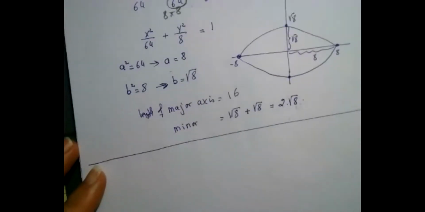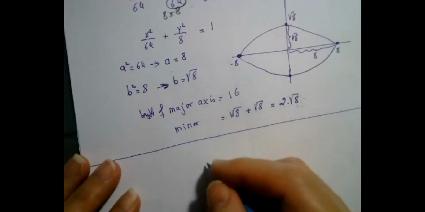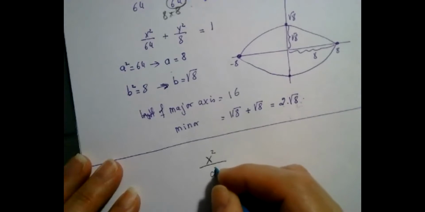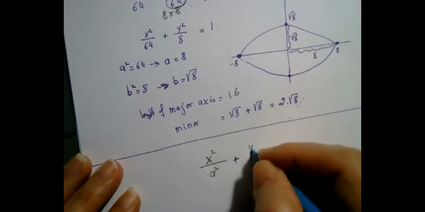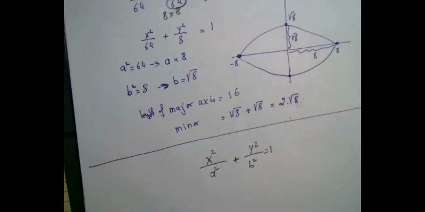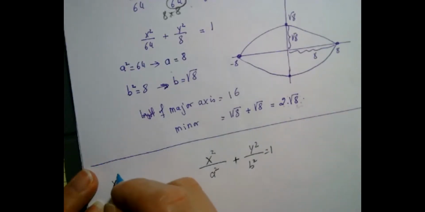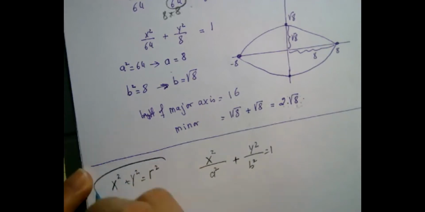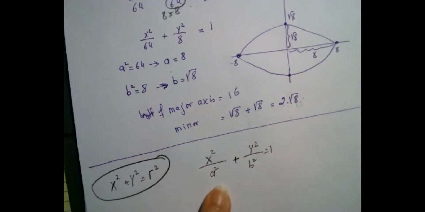So this is this equation. Whenever you see an equation like this, you should say, okay, this represents an ellipse. And whenever you see something like this, it gives you a circle. Something like that will give you an ellipse.